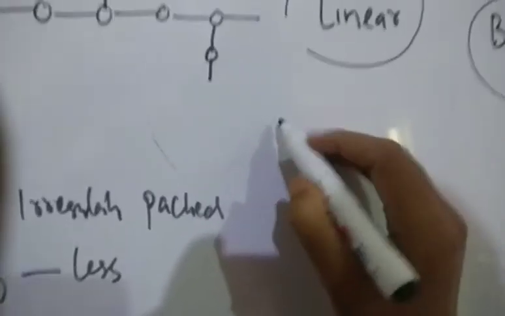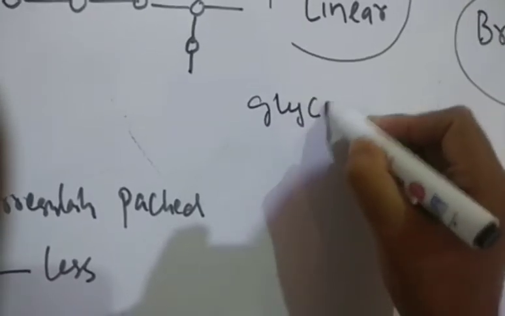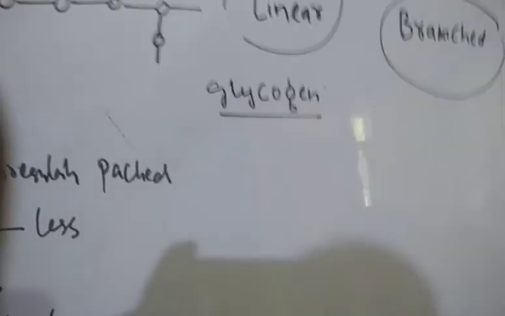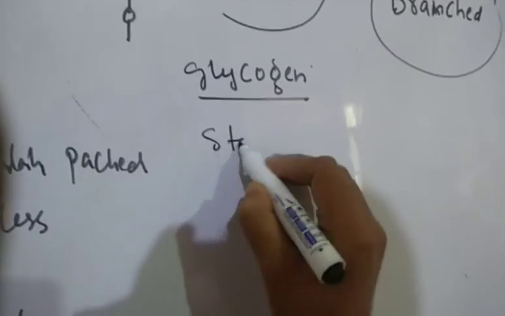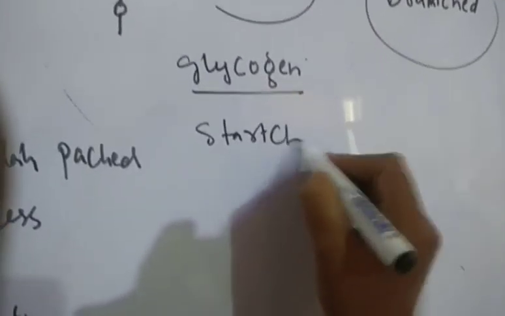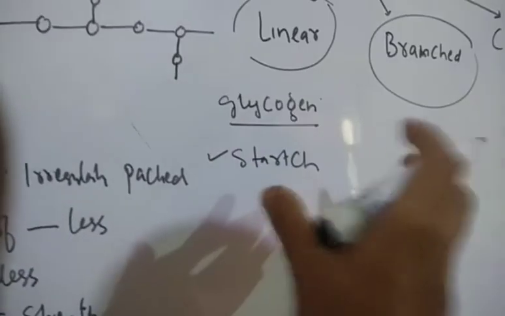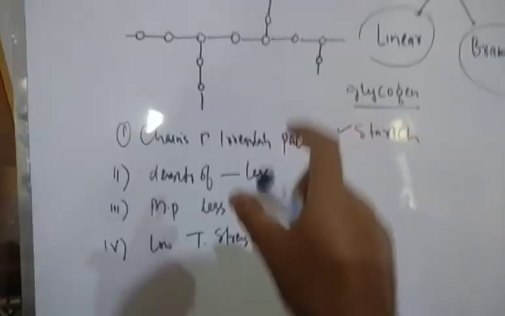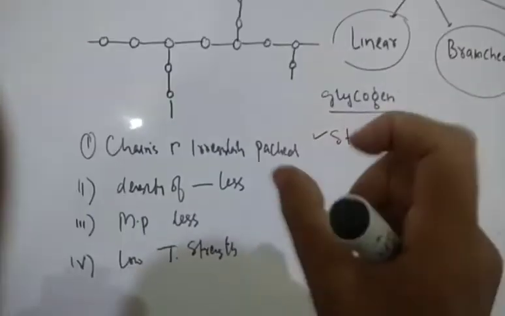Example: take the example of glycogen. Glycogen is a polymer which is present in animals. Similarly starch, which is in plants. In both of these, the basic repeating monomeric unit is glucose, C6H12O6. So this is the basics of the branched polymer from where questions are asked.